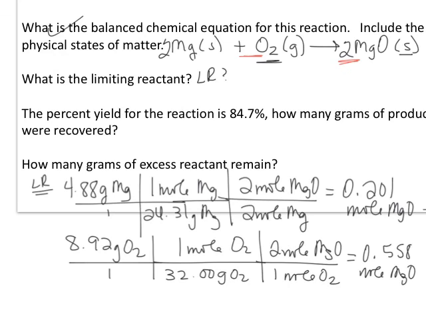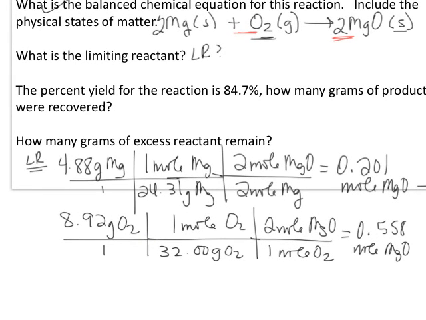So what's limiting here? Is it the magnesium ribbon, or is it the oxygen gas in the air? It is the magnesium ribbon because 0.201 is less than 0.558. So what is the limiting reagent? Magnesium. The next question. The percent yield for the reaction is 84.7%. How many grams of product were recovered?